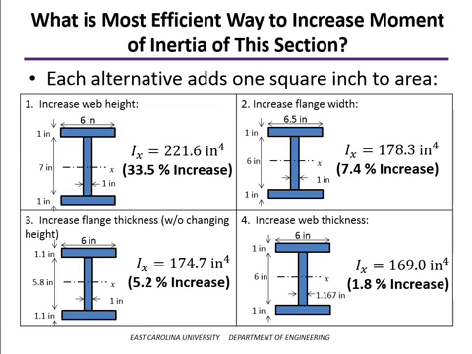So the web, of course, has to be there. You have to have a minimum thickness to be able to transfer the shear forces and also to prevent buckling on the portion of it that's in compression, but it doesn't add a whole lot to the overall beam stiffness.